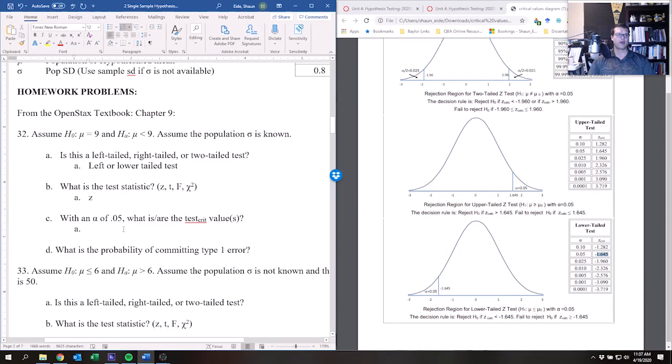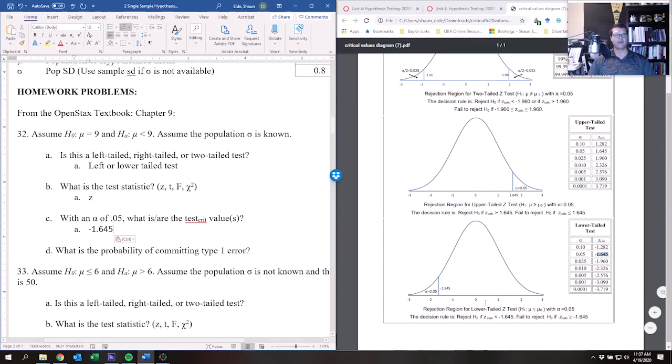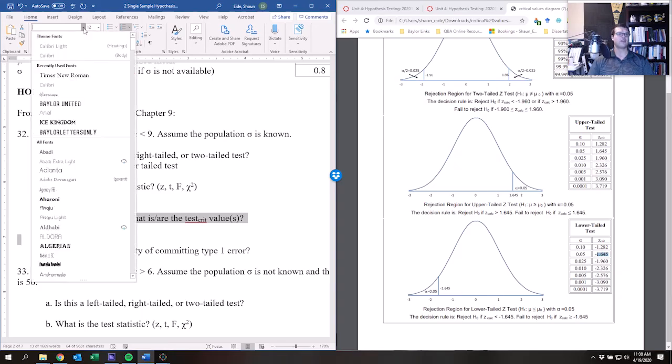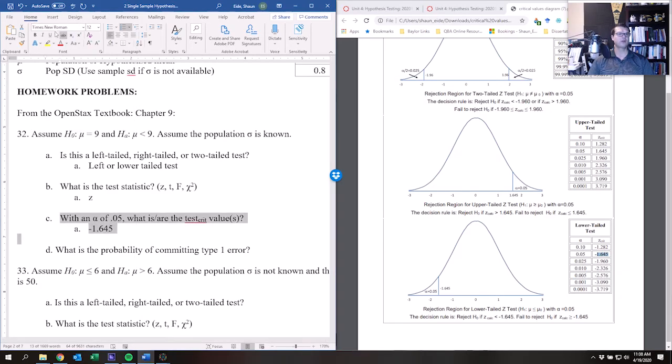There's a 5% chance, assuming that the null hypothesis is true, of you getting a significant result just by chance, even though they are true, or even though they are the exact same. Okay. So, next, what is the probability of committing type 1 error? We already said that, which is 0.05. Okay.